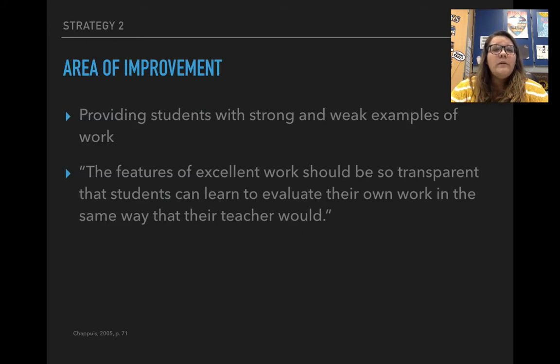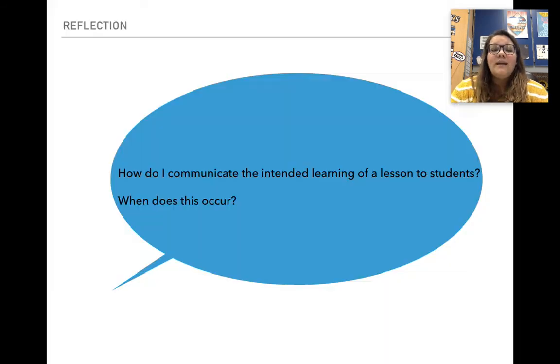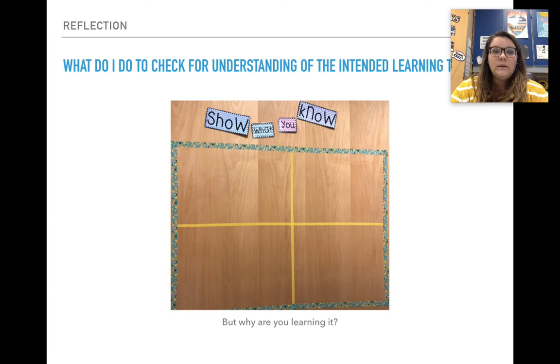An area of improvement in my classroom would definitely be strategy 2, providing students with strong and weak examples of work. The features of excellent work should be so transparent that students can learn to evaluate their own work in the same way that their teacher would. So that's metacognition, assessing their progress. Looking at my own reflection, how do I communicate the intended learning of a lesson to students, and when does this occur? My math department is working on ensuring that students have lesson essential questions and learning targets provided to them at the beginning of each lesson, and that we reference them frequently.